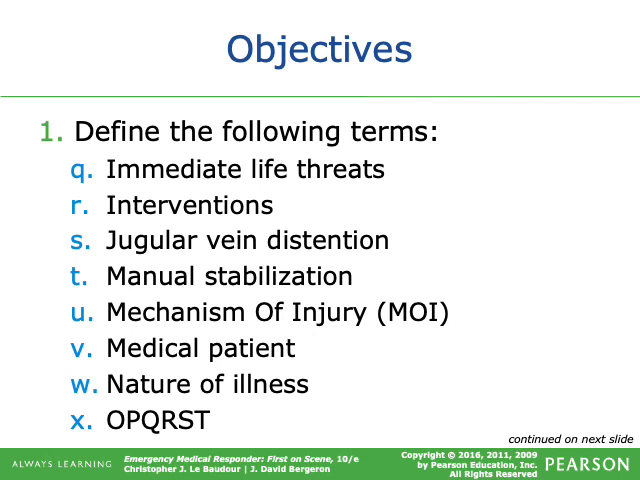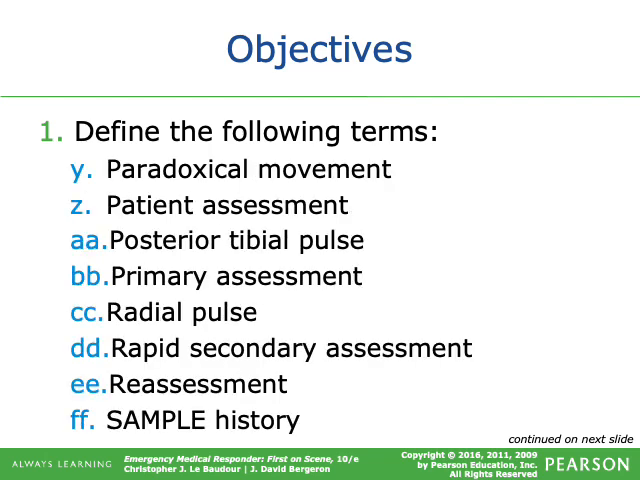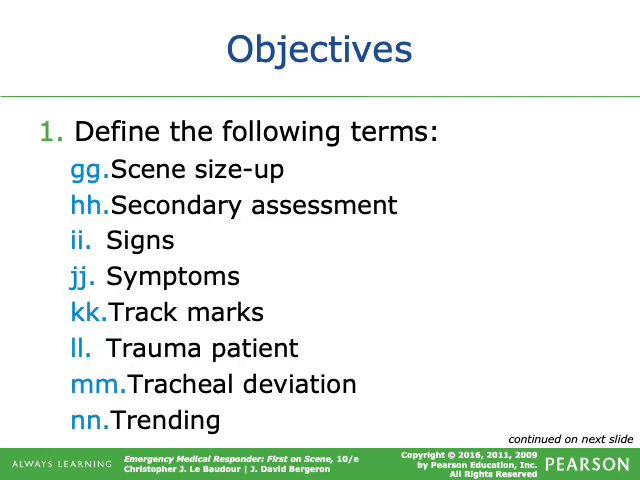immediate life threats, interventions, jugular vein distension or JVD, manual stabilization, mechanism of injury, medical patient, nature of illness, OPQRST, paradoxical movement, patient assessment, posterior tibial pulse, primary assessment, radial pulse, rapid secondary assessment, reassessment, SAMPLE history, scene size-up, secondary assessment, signs, symptoms, track marks, trauma patient, tracheal deviation, trending.